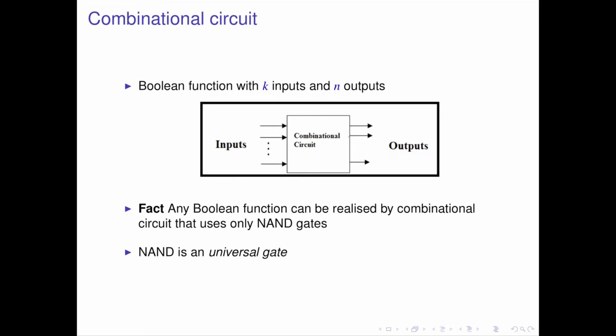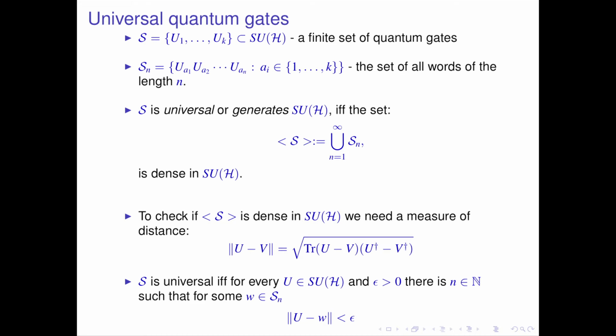And then, of course, one should ask the question how to choose those building blocks to be able to obtain any possible unitary operation. This is the problem of universality. But the problem of universality on the level of quantum gates is much more complicated even to define than on the level of the classical gates, and soon it should be clear why.